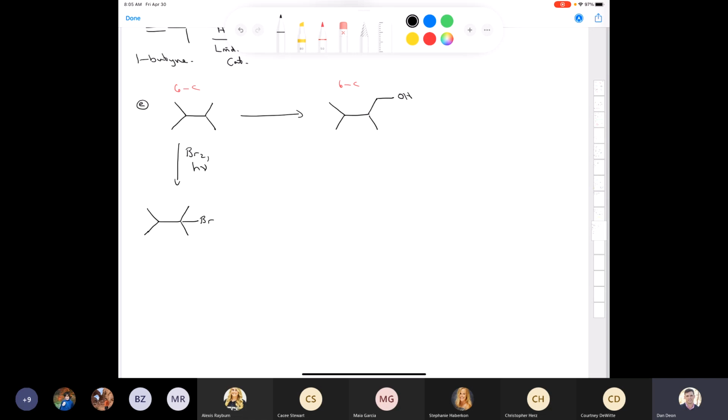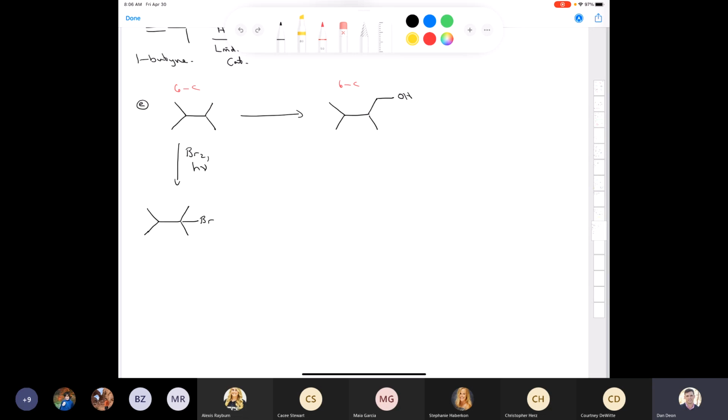If you were to treat that with chlorine, you'd end up chlorinating here and here, right? You'd get chlorines all over the place. But we just want to use our bromine so that we get one regioisomer. Okay, well, that gets us a bromine on this tertiary carbon, which is really great.